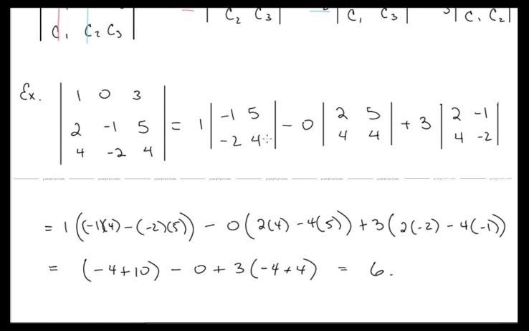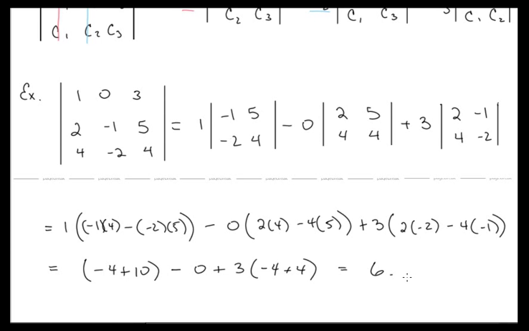Now computing these minor determinants, we have our 1 on the outside, and then we have negative 1 times 4 minus negative 2 times 5. 2 times 4 minus 4 times 5. 2 times negative 2 minus 4 times negative 1. And so this determinant comes out to be 6.